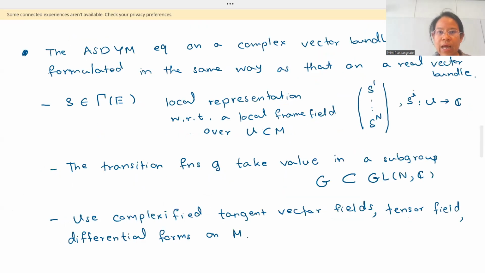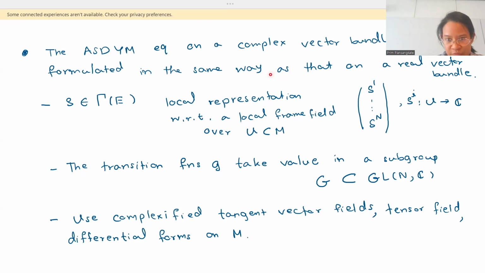And given a complex vector bundle, we can formulate the pseudo-Yang-Mills equation in the same way as what we did on a real vector bundle. There are details, but let me just summarize for our time that what changes is that, for example, the section of the complex vector bundle, when we look at its local representation with respect to a frame field as a column vector, now the components are functions that are not real valued, but complex valued functions.